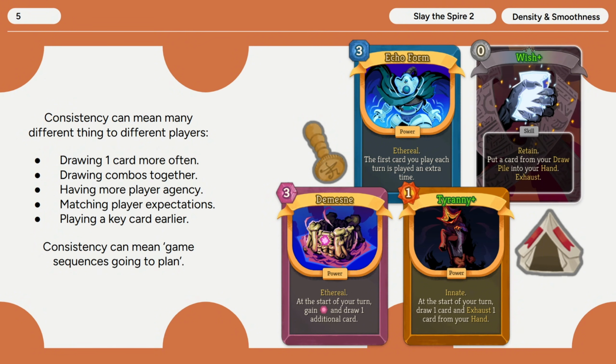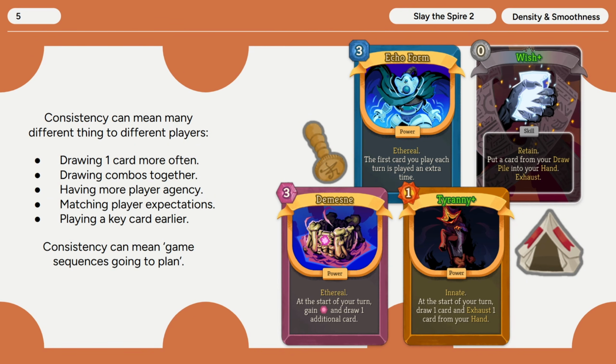They always draw their two combo pieces together. Having more player agency might mean that something is more consistent. Players that dislike randomness might say that they prefer a game that's more consistent, that respects their player agency and responds to their player's skill. Playing a key card earlier in a run or earlier in a combat might be a way that the player describes consistency. They want that card to be in play all the time. Their deck operates on the assumption that card is in play.